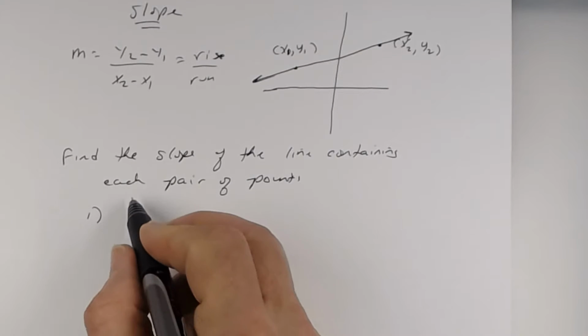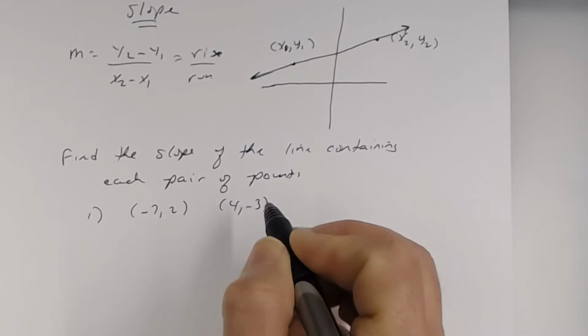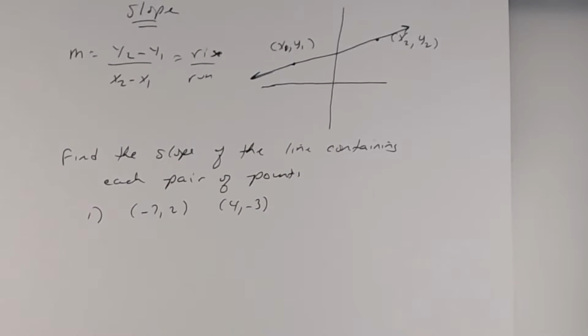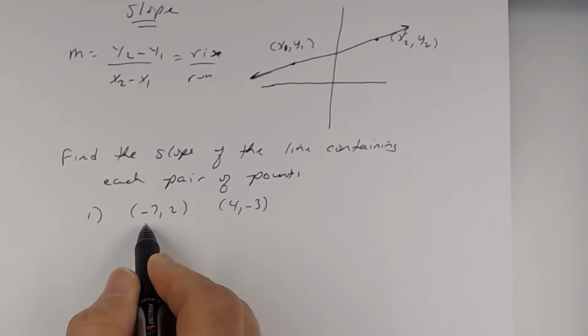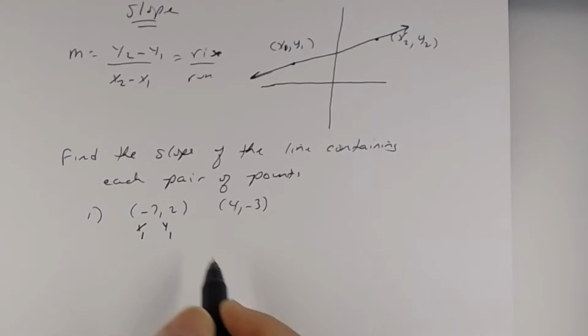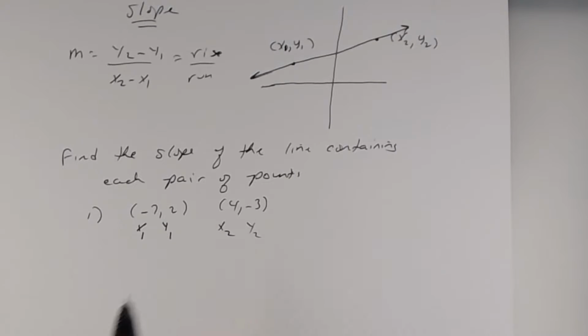All right, suppose my 2 points are these, -7, 2, and 4, -3. Remember what we did last semester? We label those points. It helps if you label these. So if I consider this to be my first point, then this x coordinate I'm going to label x sub 1, and this would be y sub 1. And this would be x sub 2, y sub 2. So it helps if you label them.